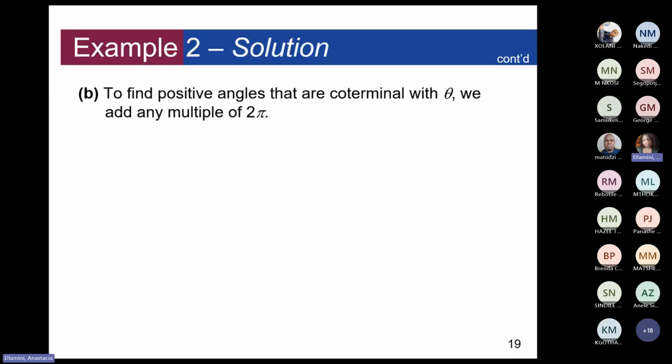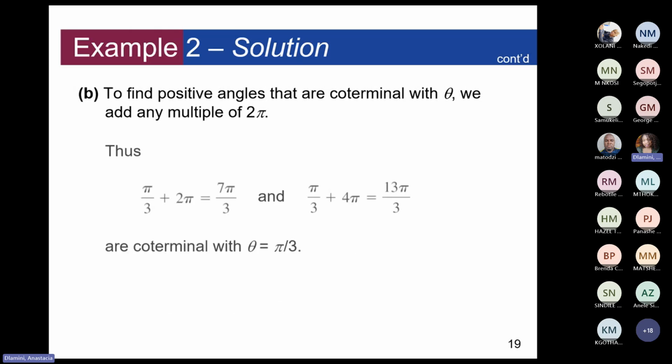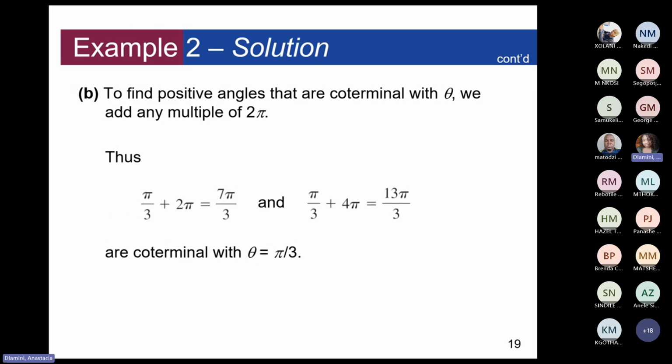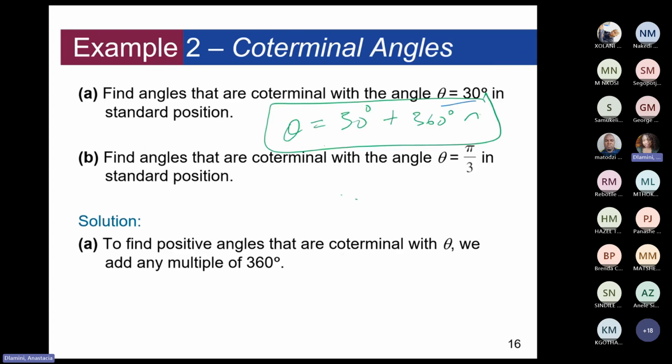Now they say find the positive angles that are coterminal with theta. To find positive angles that are coterminal with theta, we add any multiples of 2 pi. Then we get, sorry guys, we are answering number B. I didn't see that. Do you see, when you understand, you don't even have to go through the whole answer. Hey guys, if you understand your work, you don't have to go through the whole answer.